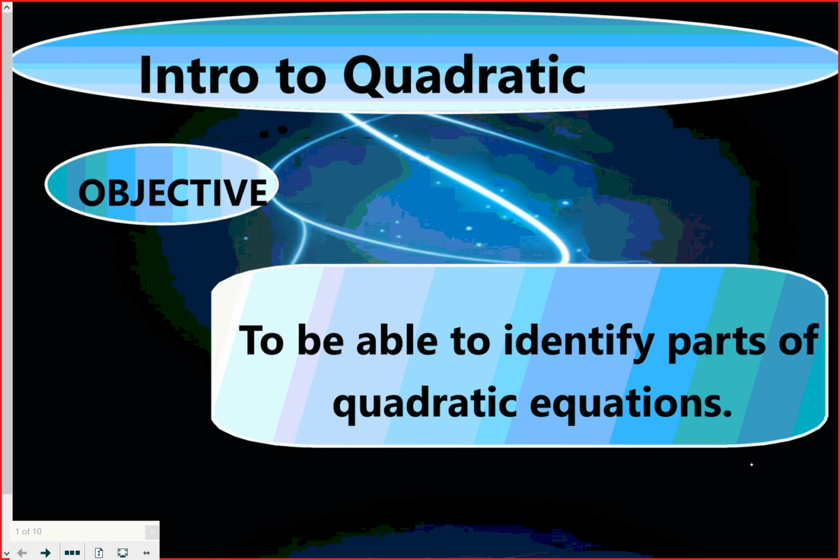So our objective for today is to be able to identify the parts of quadratic equations. If you haven't done so, go ahead and copy this down in your notes, and I'll give you about 20 seconds to do so.